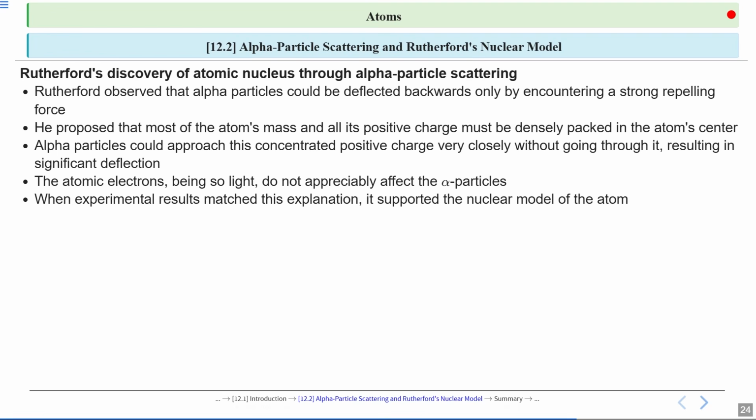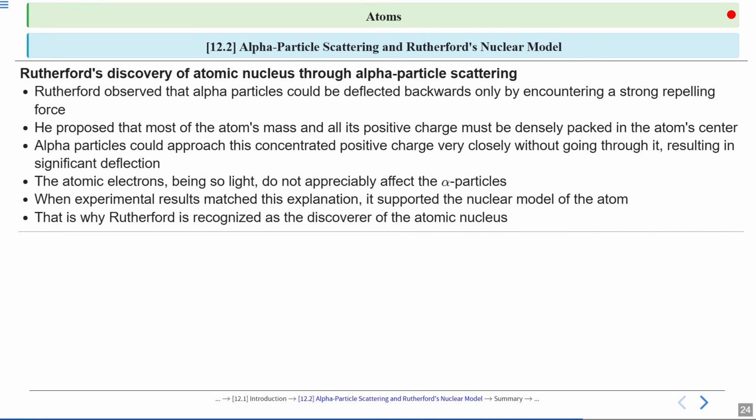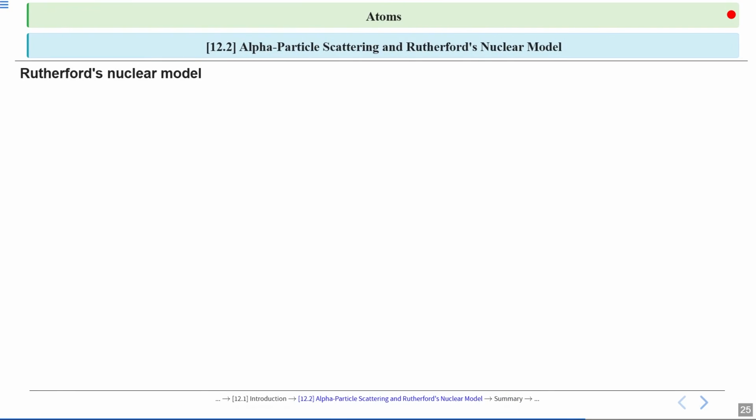When Rutherford's experimental result matched this explanation, it provided strong support for the nuclear model of the atom. This model replaced the earlier idea of diffuse positive charge and led to our modern understanding of atomic structure. So Rutherford's work led to the discovery of the atomic nucleus. His experiment changed the way we think about atoms and laid the foundation for modern nuclear physics.